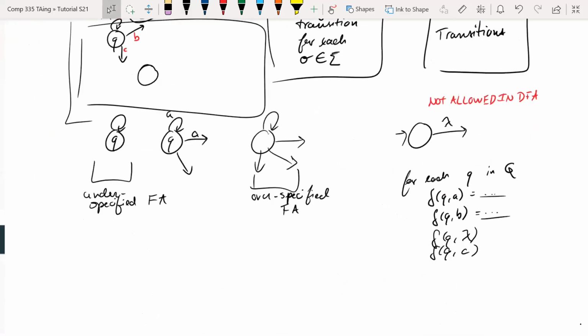Very good. So for example, this is not a valid DFA. It's a valid NFA, right? So that's the whole point of NFAs, but it's not a valid DFA.